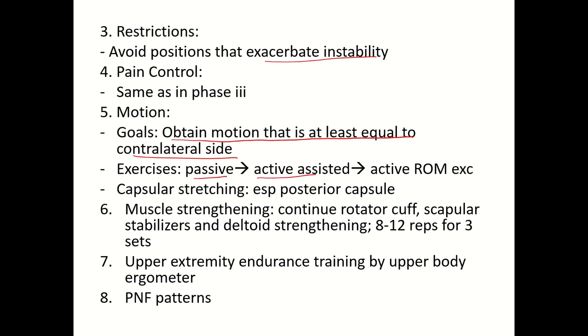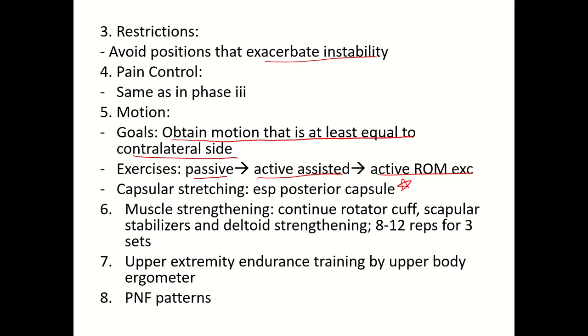Exercises: passive progress to active assisted, progress to active range of motion. Capsular stretching, especially the posterior capsule. We need to stretch the posterior capsule because in anterior instability the head has moved forward. The trauma is on the posterior capsule. The main thing I am explaining comes under the term capsular obligate translation. Anything happening to the capsule in the posterior or anterior direction, the head of the humerus moves to the opposite side. This is all happening due to capsular obligate translation.